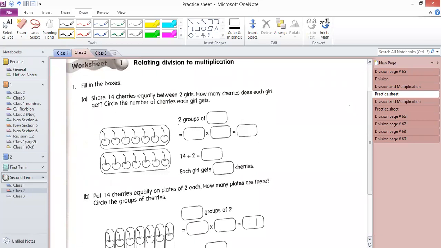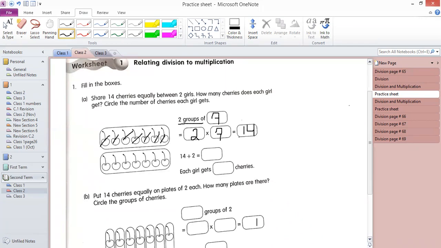So there are 2 groups of dash. In one group, how many cherries are there? Count. 1, 2, 3, 4, 5, 6, and 7. So there are 2 groups of 7. That means there are a total of 2 multiplied by 7 cherries. 2 multiplied by 7 equals 14. That means there are a total of 14 cherries.